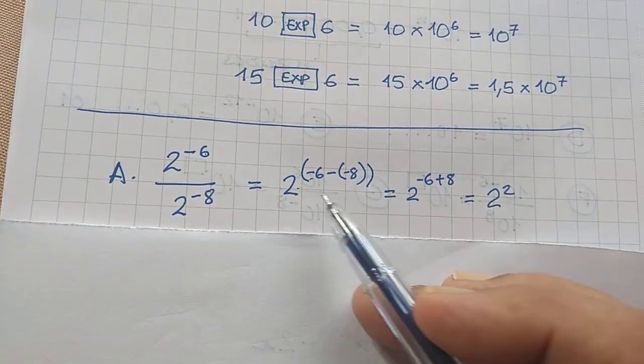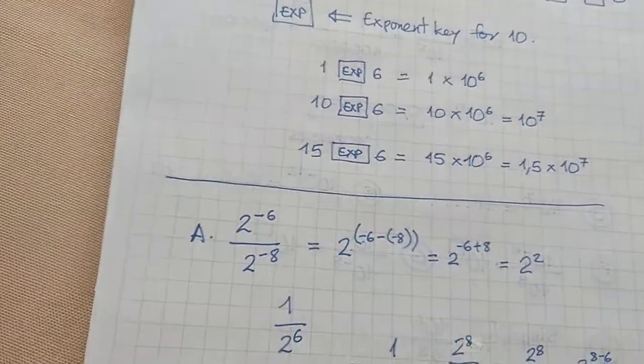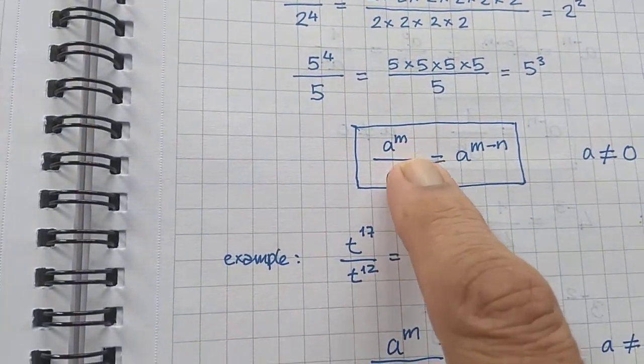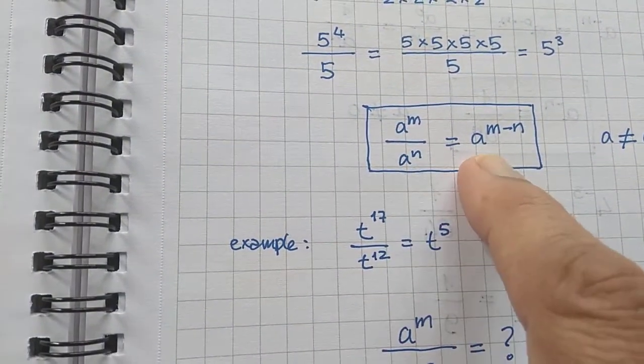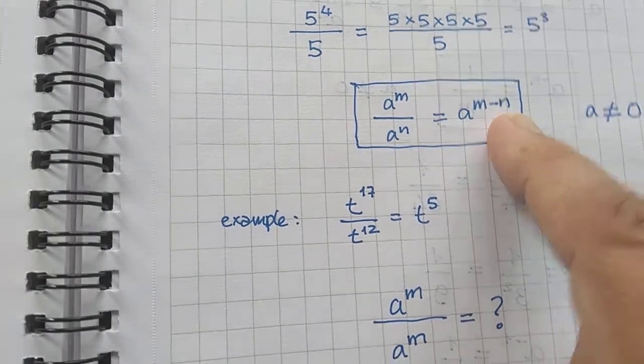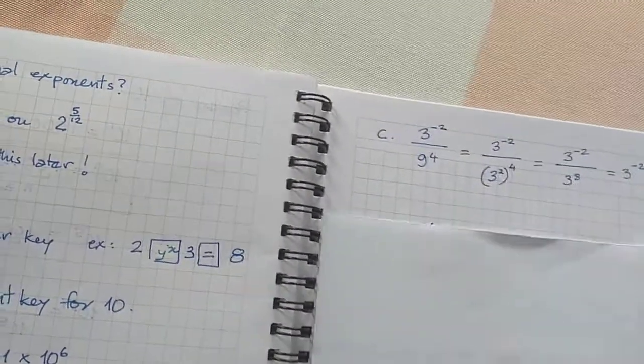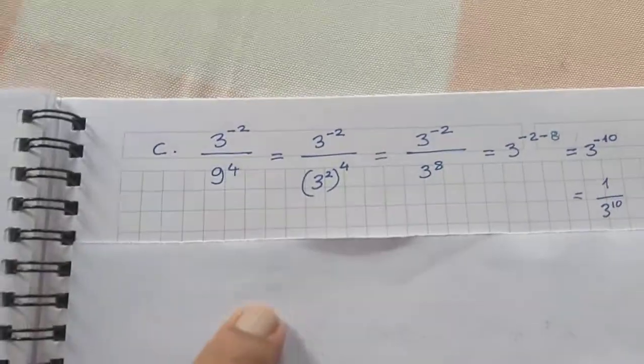This is a method you should have followed because this is what we have learned in this chapter. This is what we did: a to the power m divided by a to the power n is equal to a to the power m minus n. Okay, right, so let's move on to number C, which was slightly tricky.